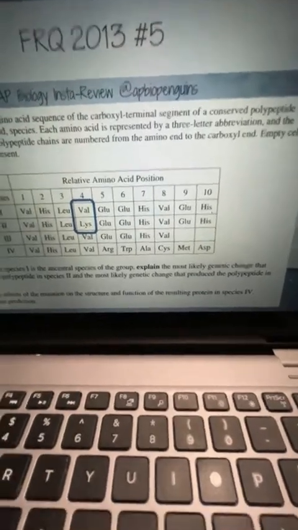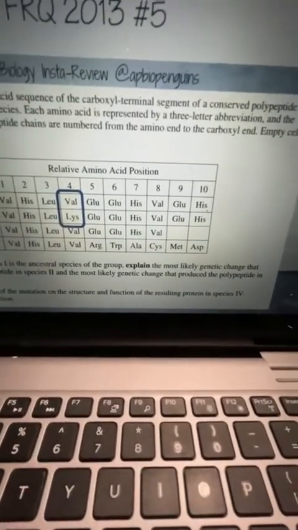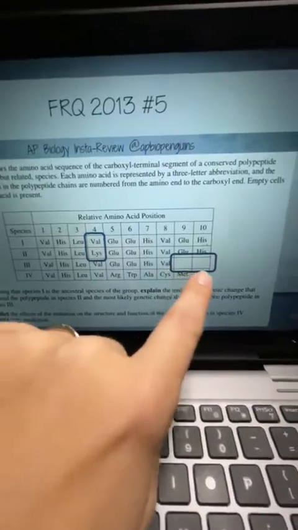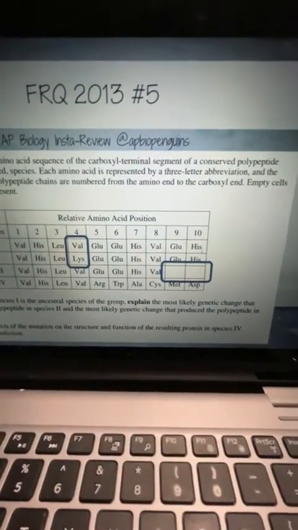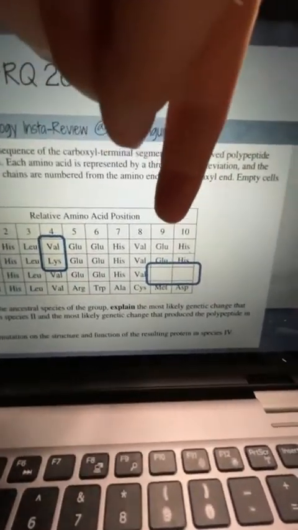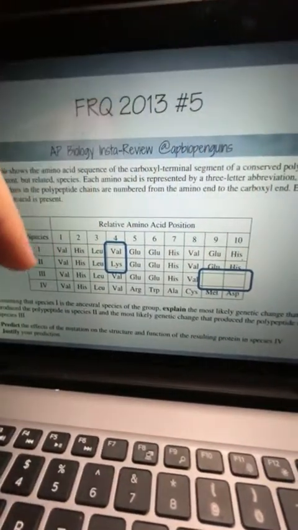And then when we look at species 3, you can see that we've lost these 2 right here. So that tells us that we had a nonsense mutation. At that 9th position, there was a nonsense mutation, which led to a premature stop codon. So we have a shortened polypeptide sequence. And it says predict the effects of the mutation on the structure.